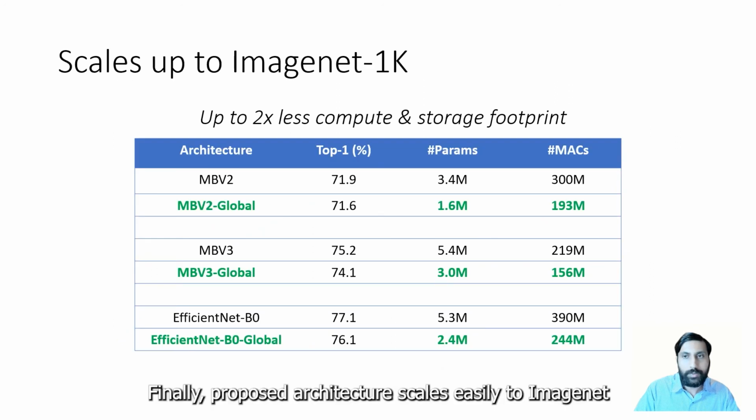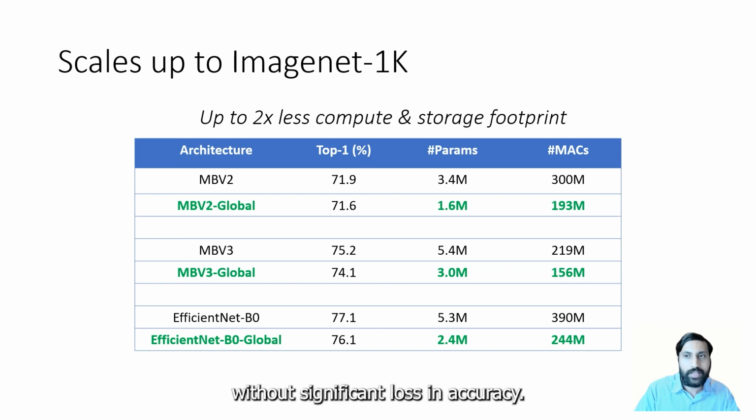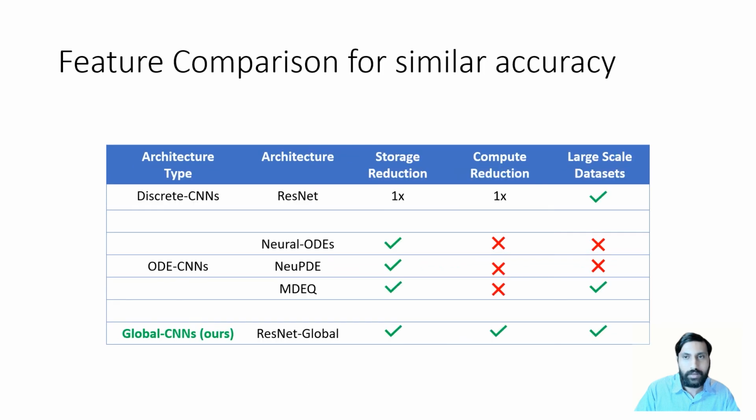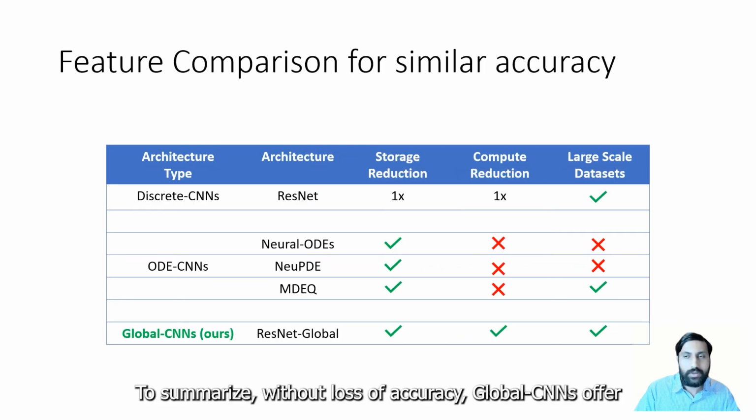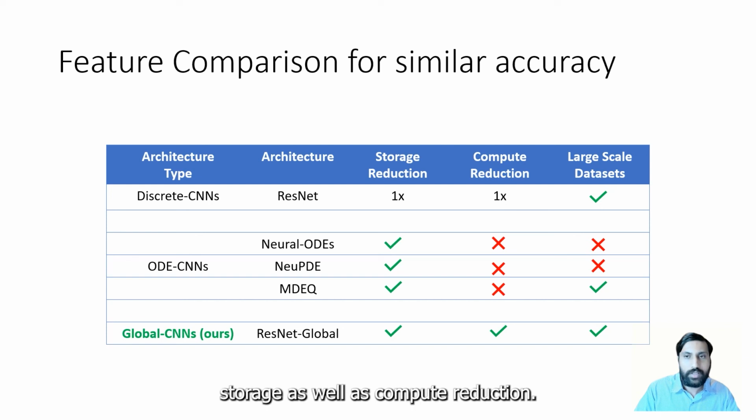Finally, the proposed architecture scales easily to ImageNet and achieves up to 2x less storage and compute footprint without significant loss in accuracy. To summarize, without loss of accuracy, global CNNs offer storage as well as compute reduction. In addition, they scale easily to larger datasets.